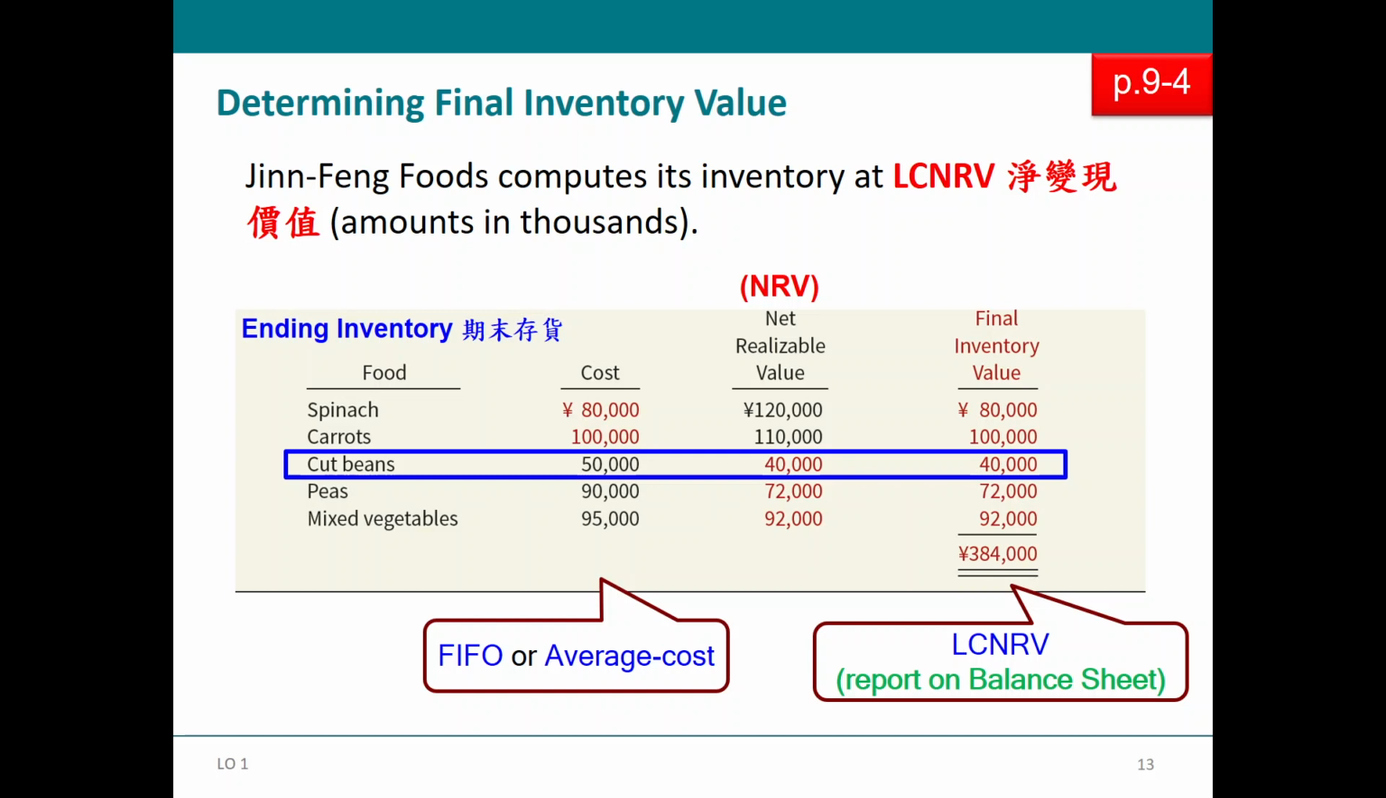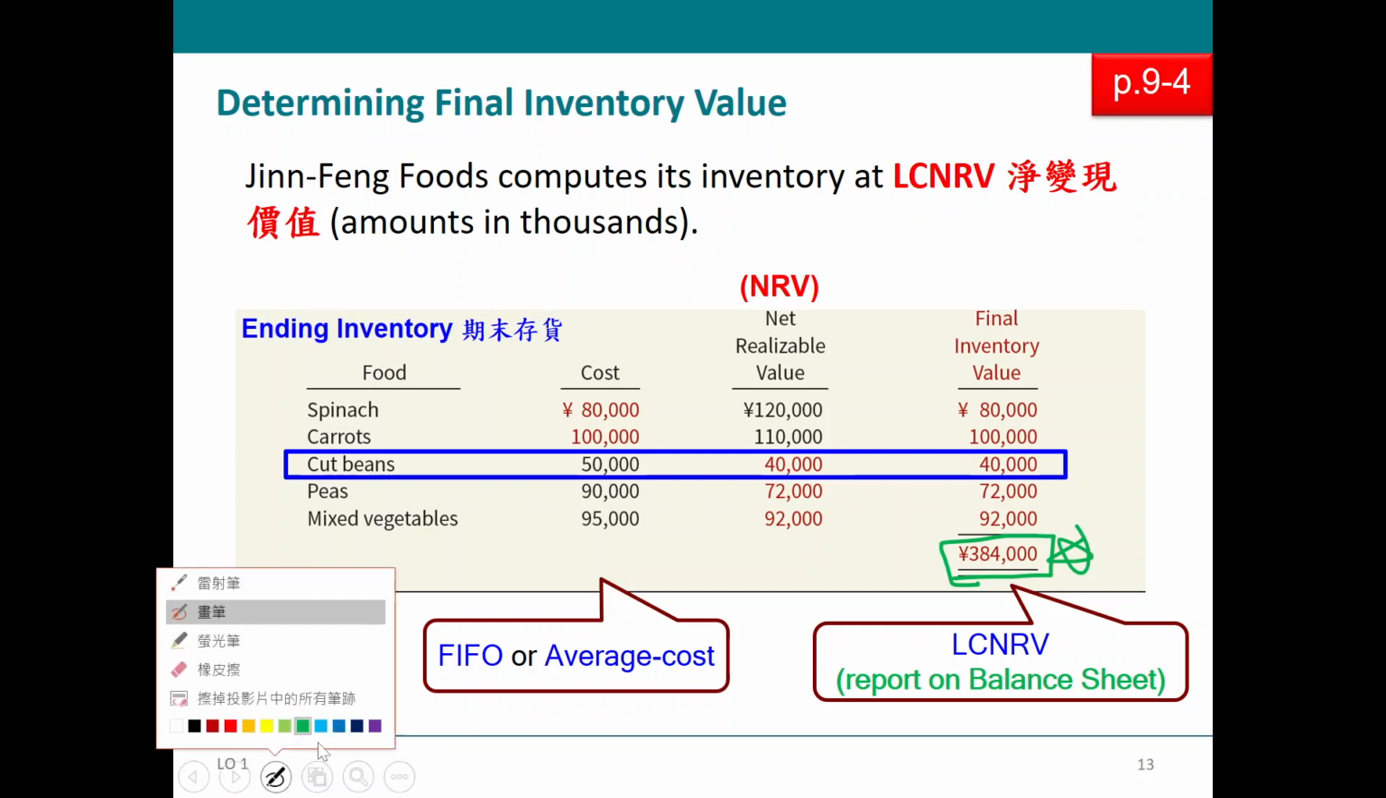Then you will find out LCNRV, the lower one. Okay? Then add up together. So add up together, we will get $384,000 and report it on your balance sheet. Okay? Any questions? No problem? Then you should understand why we do that. What's the reason we do that? Because we want to make sure the number represents our future economic benefit, meets the definition of assets. Okay? So that's the reason we use the number, because this is our future economic benefit.